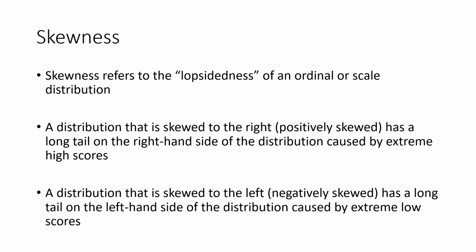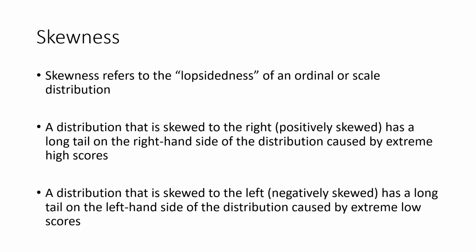The second type of problem with distributions, again for ordinal and scale level variables only, is this concept of skewness. So skewness refers to the lopsidedness of an ordinal or scale level variable, right? So they won't look like a nice bell curve. They'll be lopsided, either skewed to the right or skewed to the left.